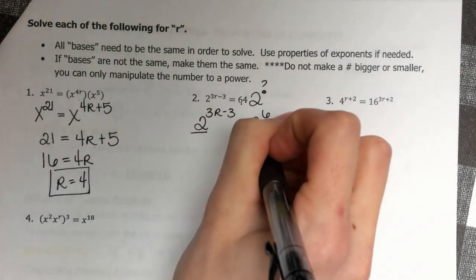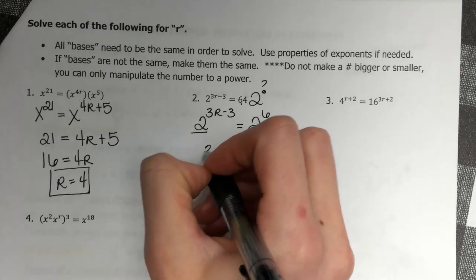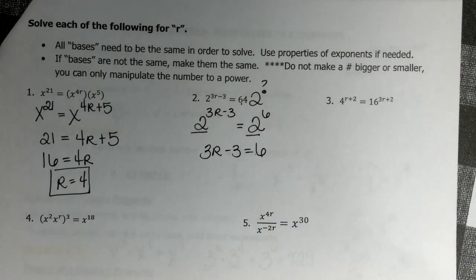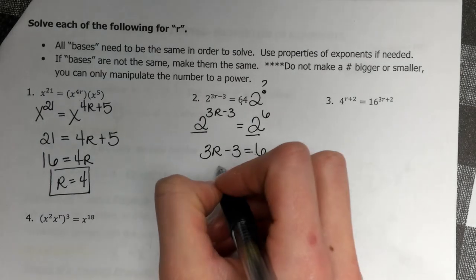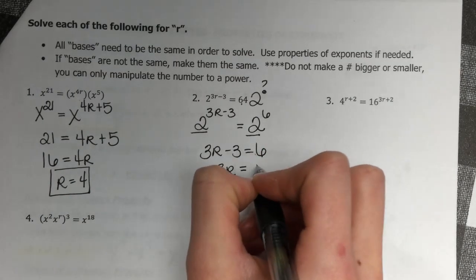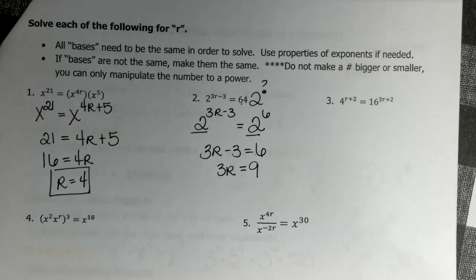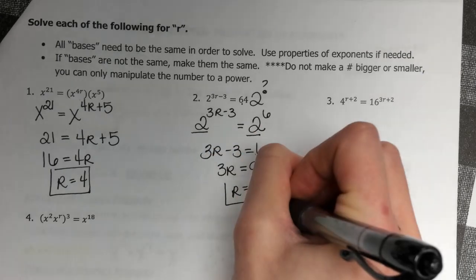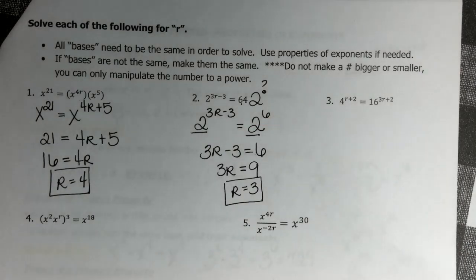Now I have like bases. So that means 3r minus 3 is equal to 6. Add your 3, and 3r is equal to 9. Divide by 3, and r is equal to 3. You understand that? Okay.